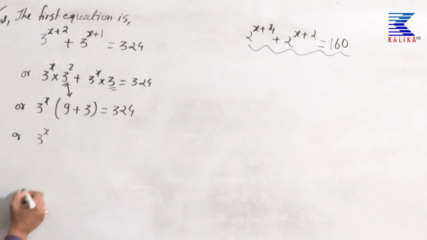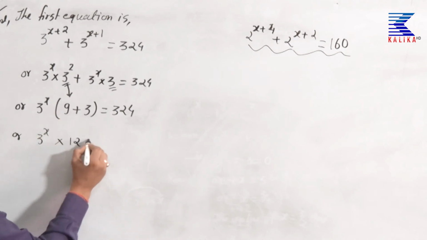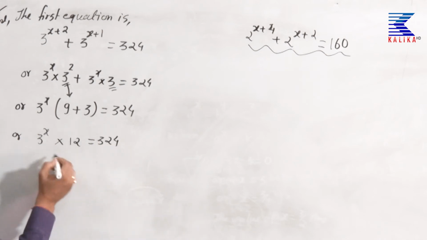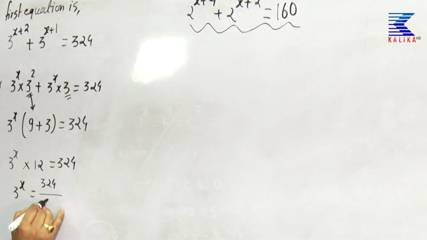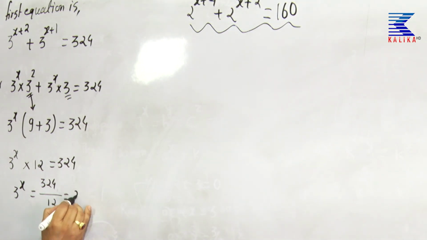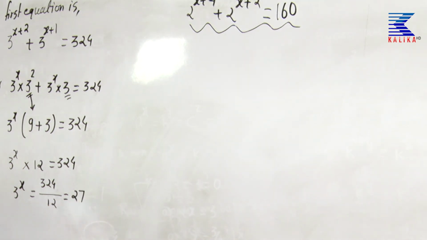3^x times (9 plus 3), that is 12, is equal to 324, or 3^x is equal to 324 divided by 12. 12 twos are 24, 12 sevens are, okay, it cuts 27 times, you can use the calculator. So 3^x is equal to 27, which is 3 into 3 into 3, that is 3 cube. The base is the same, so the value of x is equal to 3.